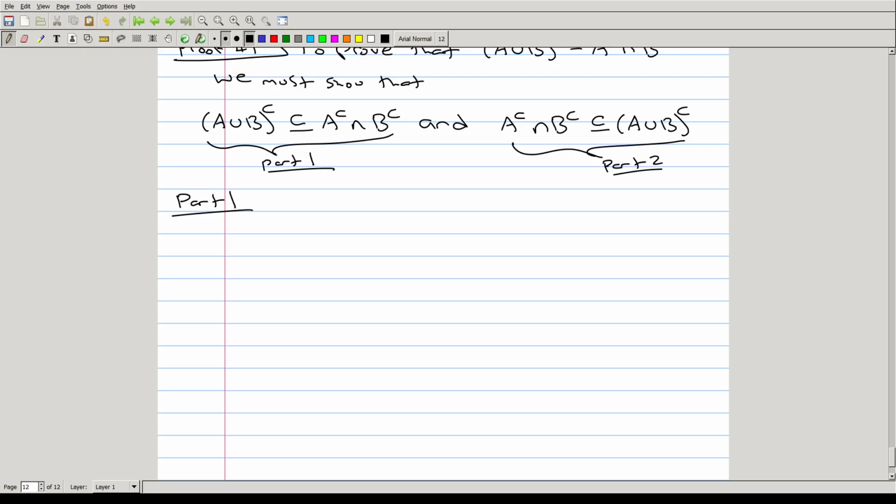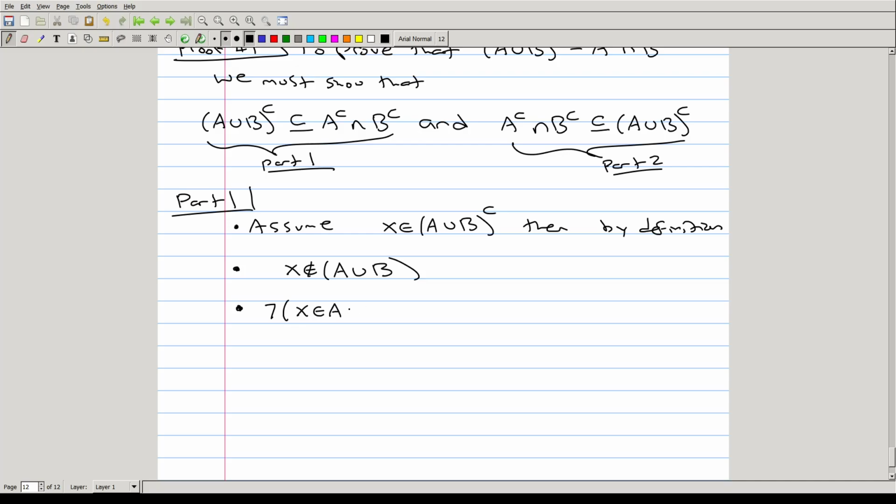So to show that this set is a subset of this set, we start by assuming that X is an element of the complement of A union B. So then by definition, X is not an element of A union B, and then also by definition, this is the negation of the statement X is an element of A union B.